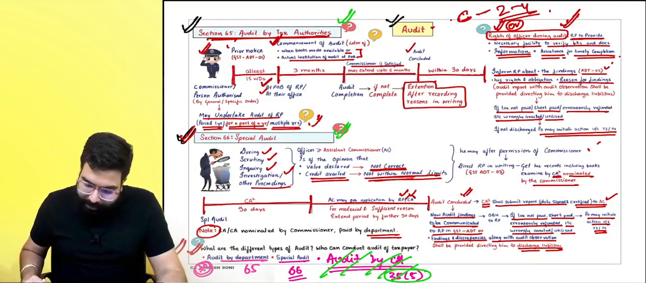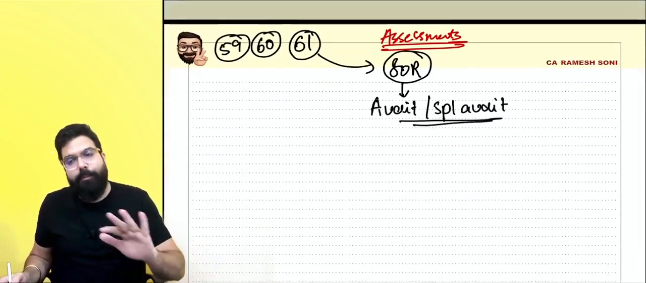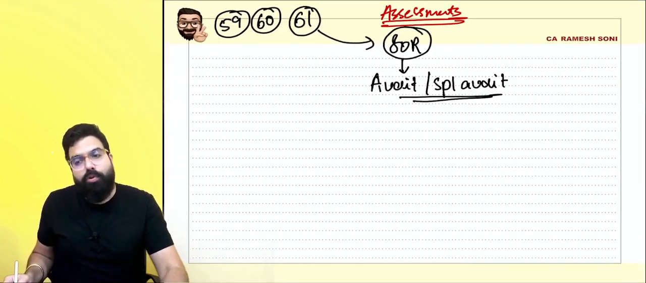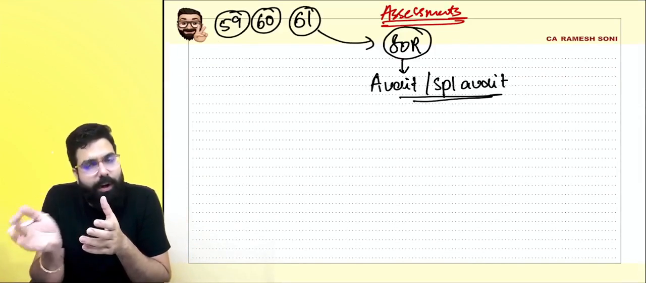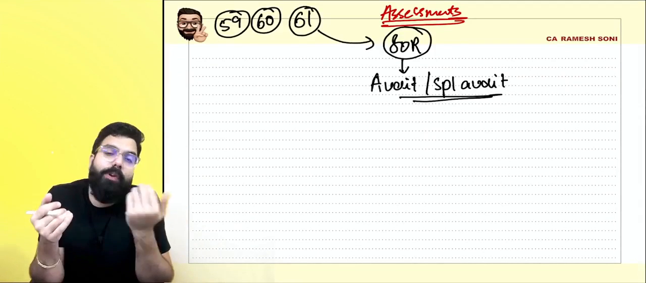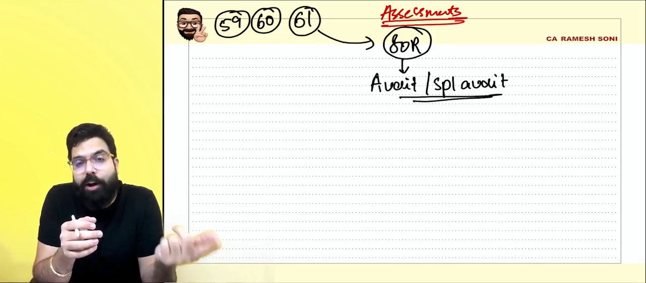Alright students, the next chapter which we are going to revise now is inspection, search, seizure and arrest. Again the linking comes from here, everyone over here. Scrutiny of return: when the officer told you about the discrepancy, you rectified your discrepancies, very good. Or you did not rectify your discrepancies, or you gave an explanation which he did not like.